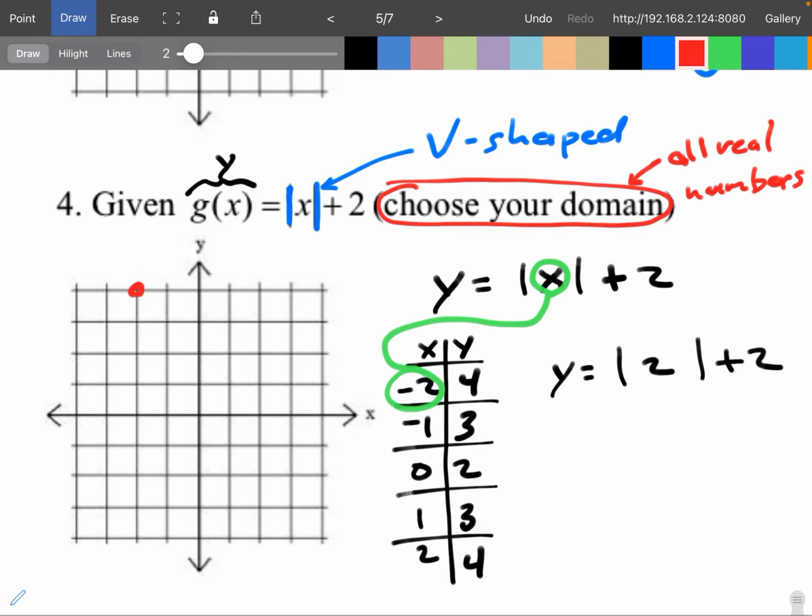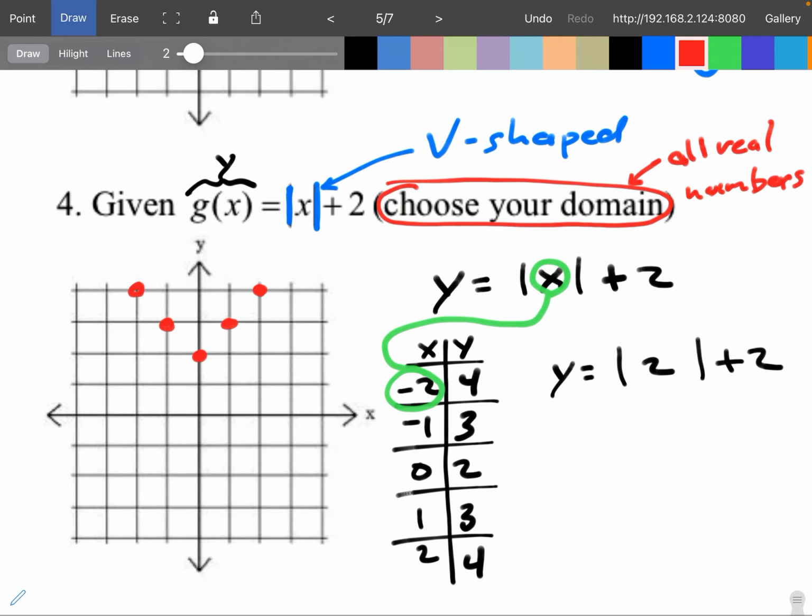All right, so the first one is -2. Now you guys see what I'm doing, right? My first point's right here, right? That's my first ordered pair. So I'm going to graph this. So I got -2, 4. So I'm going to go 2 to the left, 4 up. Then my next point is negative 1 comma 3. That's 1 left, 3 up.